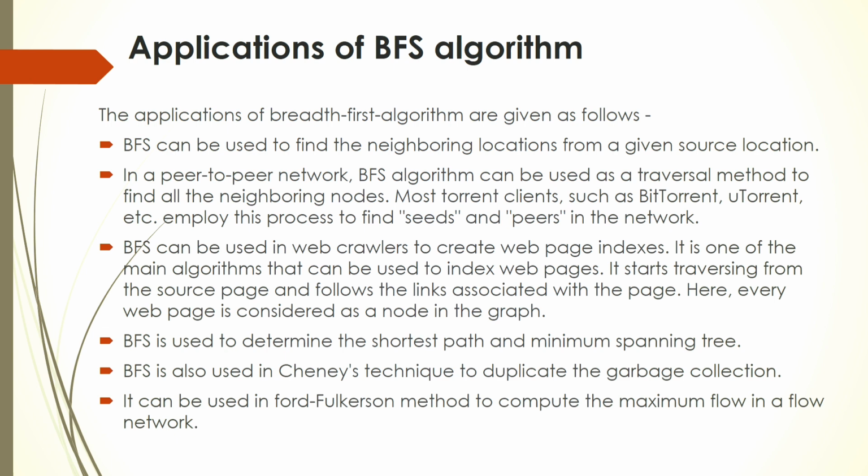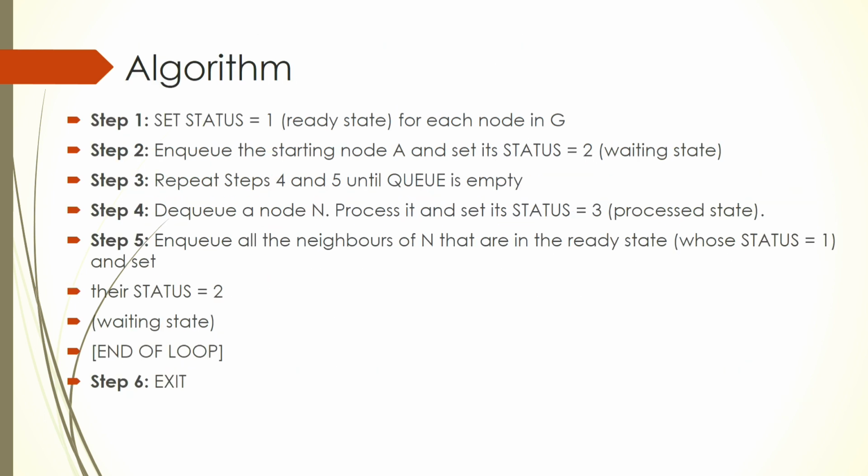BFS is used to determine the shortest path and minimum spanning tree. BFS is also used in Cheney's technique to duplicate the garbage collection. It can also be used in the Ford-Fulkerson method to compute the maximum flow in a flow network.